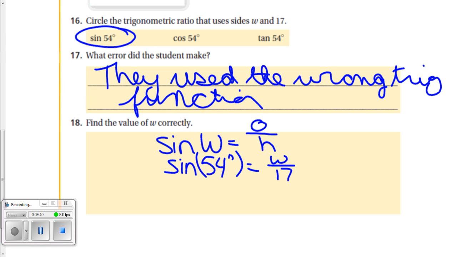Now, do not type in the sine of 54 yet. That's a degree symbol, okay? Because you can round improperly. You do not get to touch your calculator until the variable you are solving for is alone.